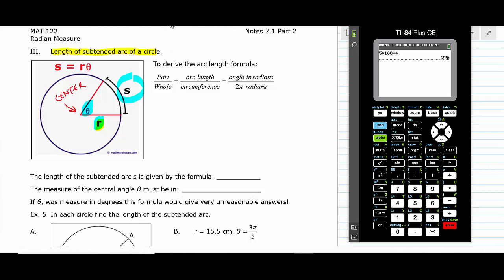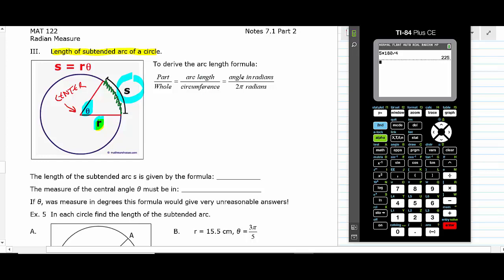Well, let me show you how you derive the formula. You're doing what we call a part-to-whole proportion. We're going to compare the part to the whole. The part is going to be the arc length, just this little piece right here. The whole would be all the way around the circle, and all the way around the circle we call circumference. So a circumference of a circle is an arc of a circle, but it's the whole arc. So it's part to whole.